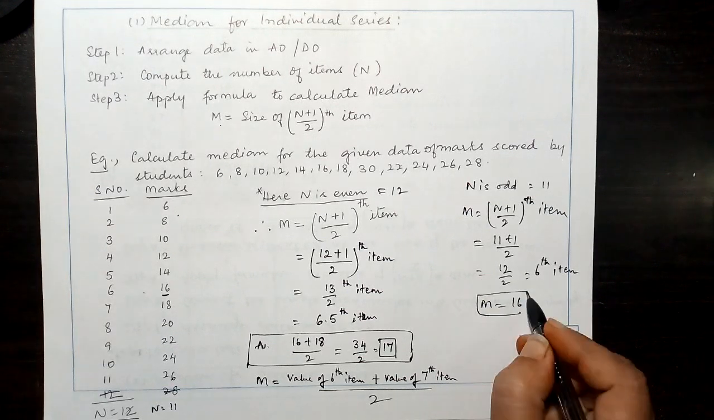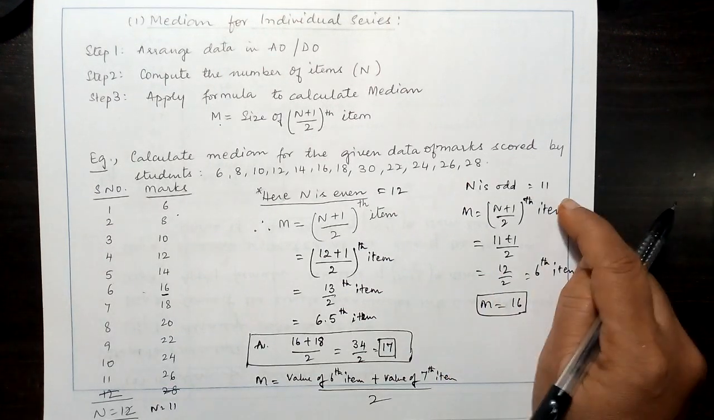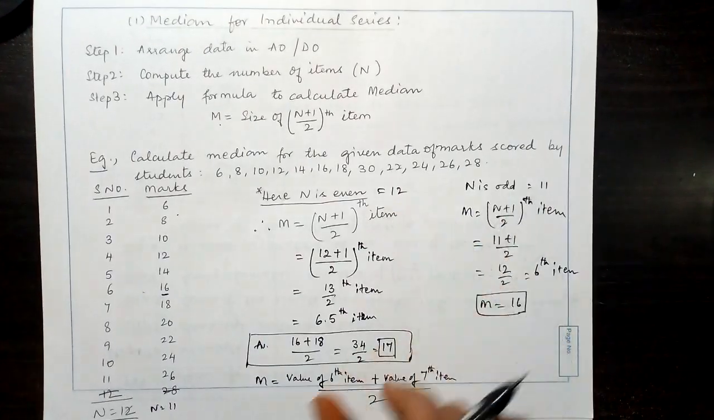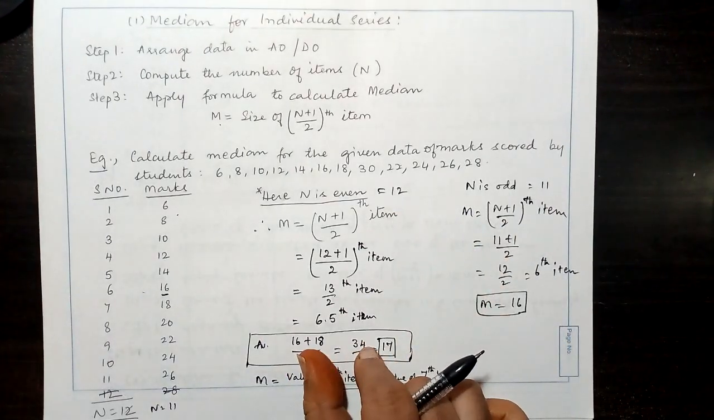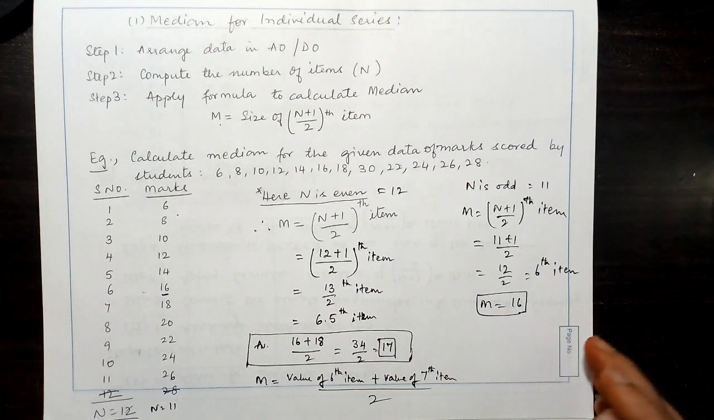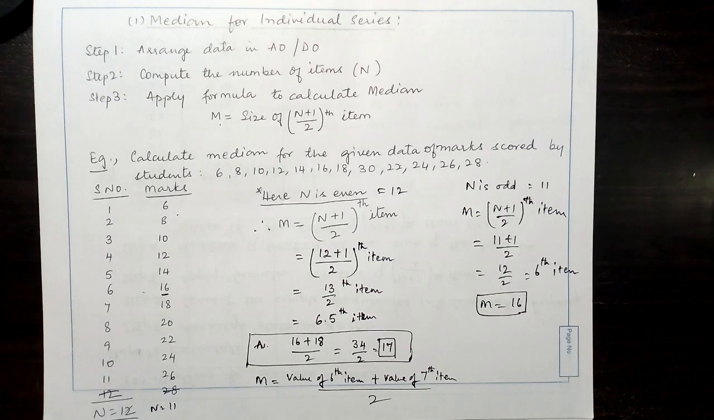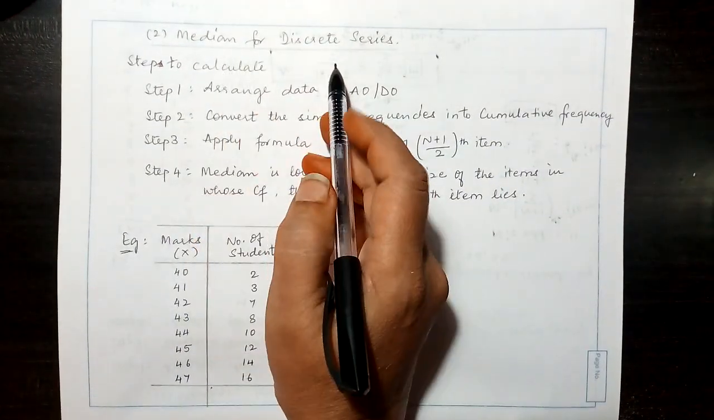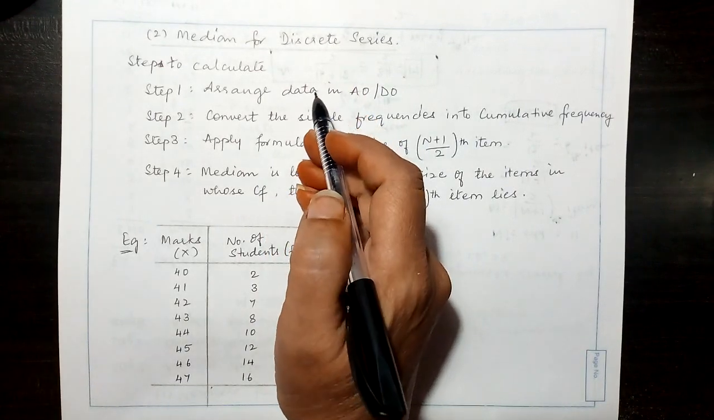So here we have a direct answer in case the n is odd. But if the n is even, then we will have to take the average of the two numbers to get the median. So that is the calculation for individual series. Let's now try to calculate median for discrete series.